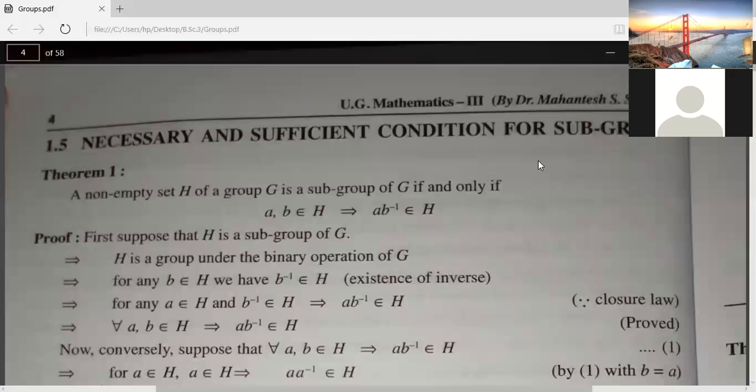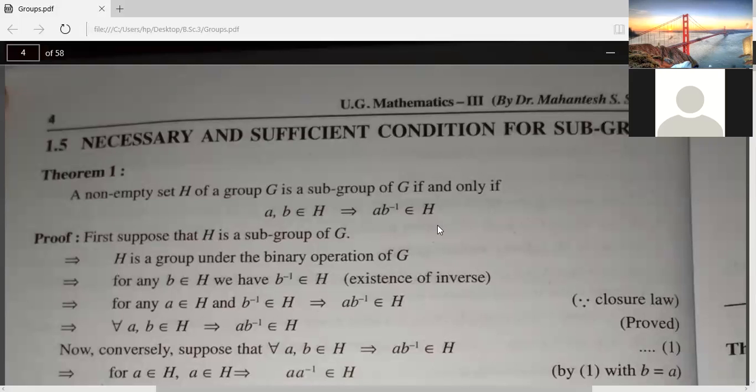Okay. Now, yesterday we took the necessary and sufficient condition for a subgroup, theorem one, which indicates that a non-empty set H of a group G is a subgroup of G if and only if a, b belongs to H means a b inverse also belongs to H. In some cases we use the same to prove the group, and you write the same.